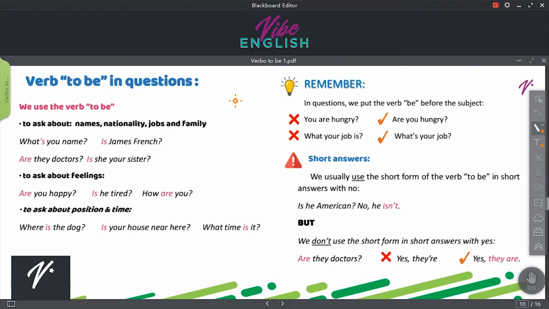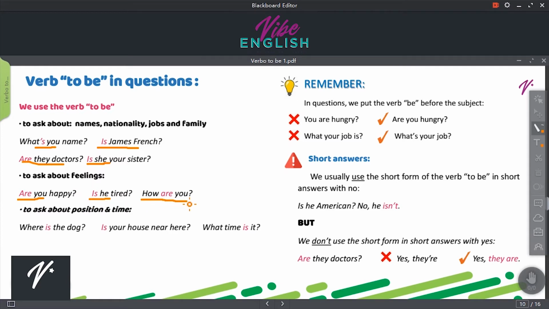The uses of the verb to be in questions. We can use the verb to be to ask about names, nationalities, jobs, and families. For example, what's your name? Is James French? Are they doctors? Is she your sister? We can also use the verb to be to ask about feelings. Are you happy? Is he tired?